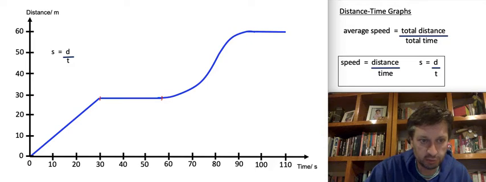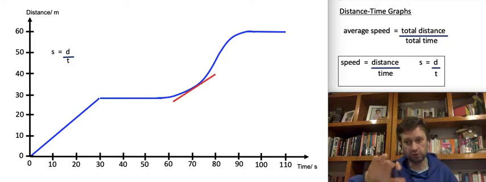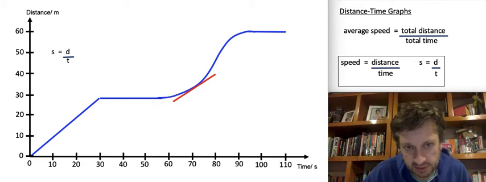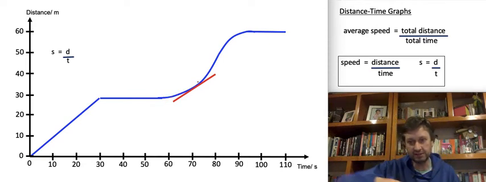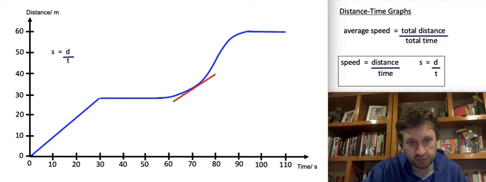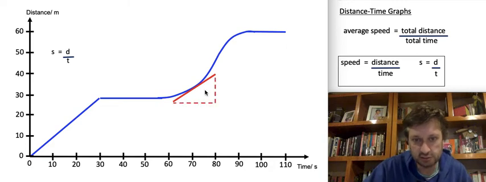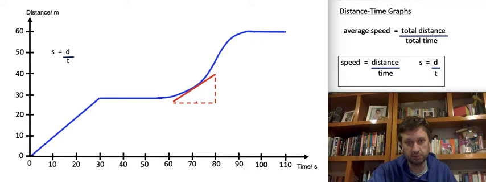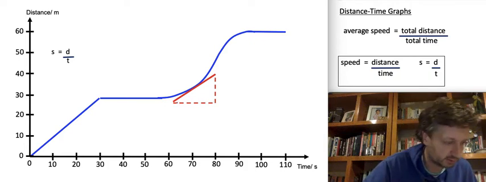Okay, it's a bit more complicated the next section. We've got an upward sloping curve. An upward sloping curve means that the gradient is constantly changing. In fact, it's increasing. If we want to find the gradient at any point there, we put a tangent, a line that's just touching the curve. At this point, the gradient of the tangent will be given by this distance on the y-axis divided by this distance on the x-axis.